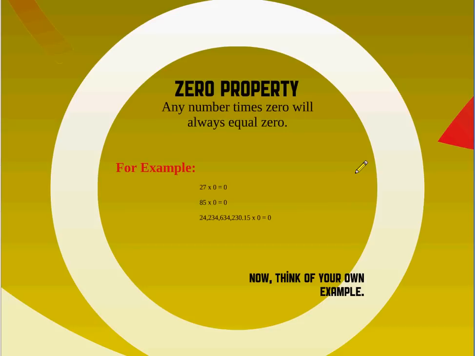24,234,634,230.15 times 0 is 0. And it doesn't matter if I multiplied 10 cats and 14 dogs by 0. It's going to be 0. Everything will be 0, okay? Toenails times 0 is 0. Doesn't matter, okay? Think of your own example now. Go ahead and put me on pause.